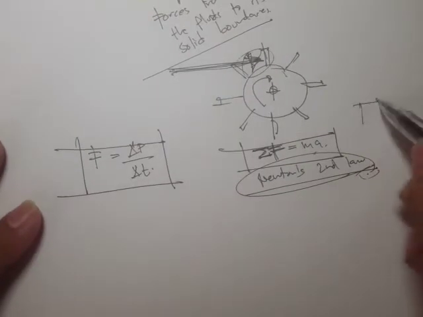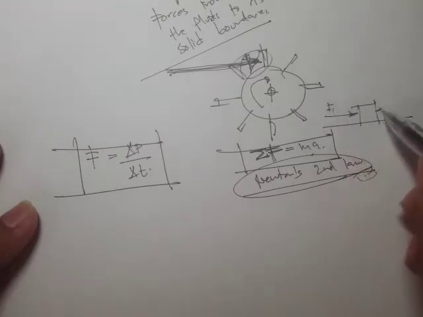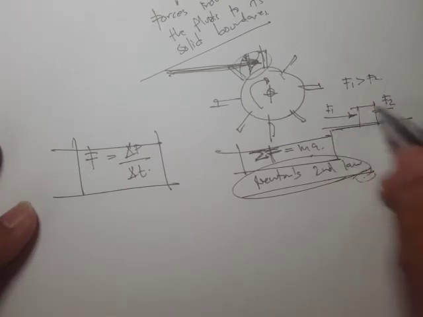Okay, so if you have your solid body right here, and you have forces going to the right, F1, and you have forces going to the left, and yet F1 is greater than F2, and of course, where will this go?